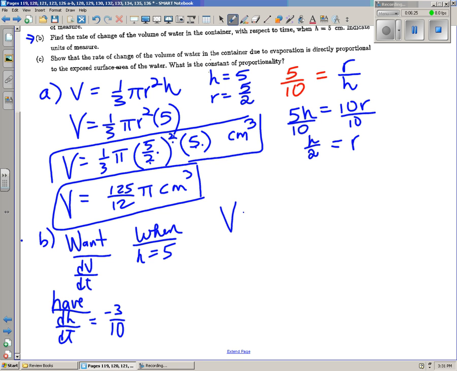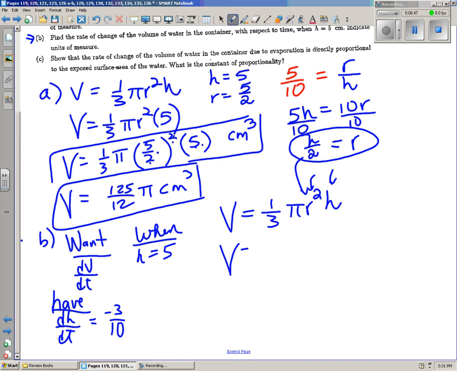So, we know that V is 1/3 pi r squared h. But the annoying thing is here we have 2 variables on this side. But armed with this information, we can kill the variable for radius and just have a volume in terms of just height. So we're going to do that.